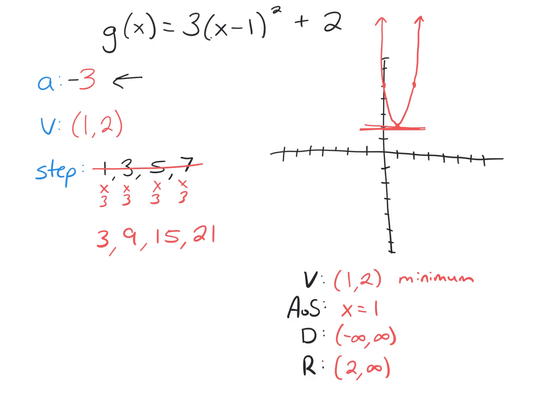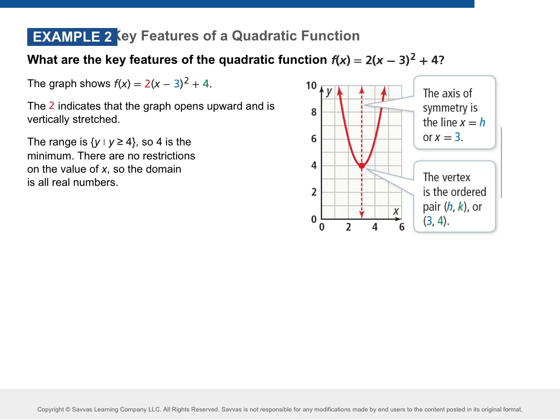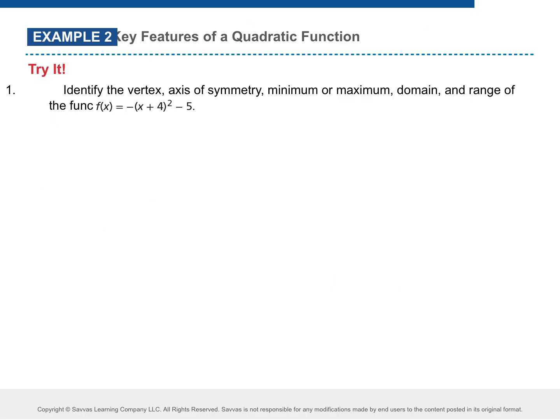The next one is different. I want you to look at the example on your notes. So it gives us this function here. It wants us to identify a few things. Can you still identify these without the graph? Yes, you can. We just have to visualize it a little bit. What is my vertex? Negative 4, negative 5.